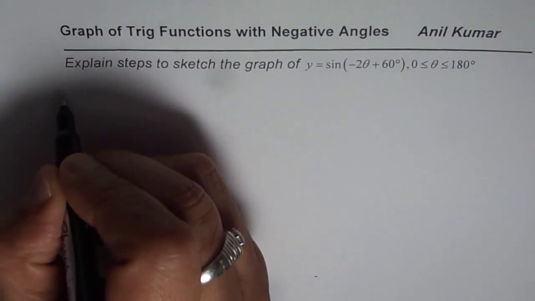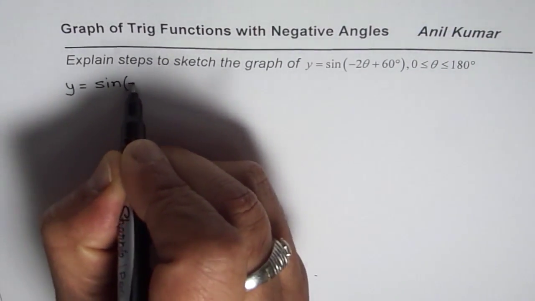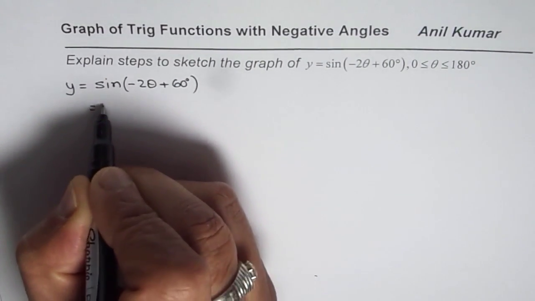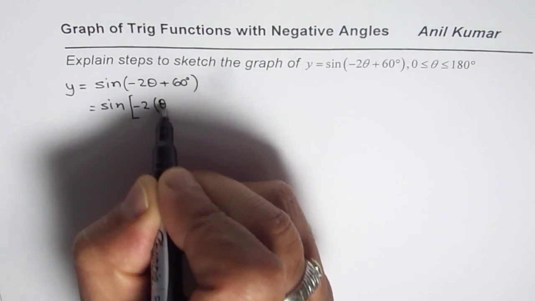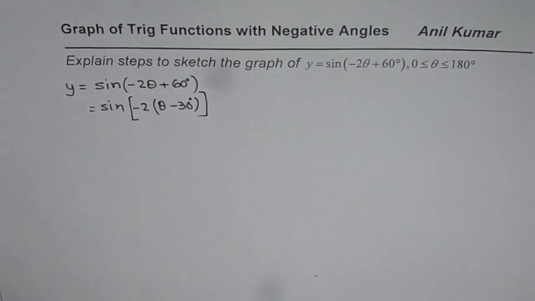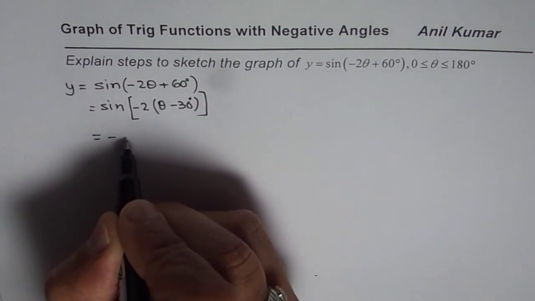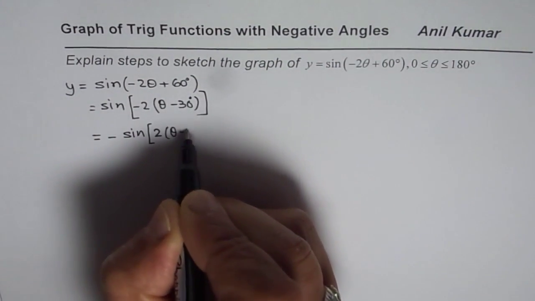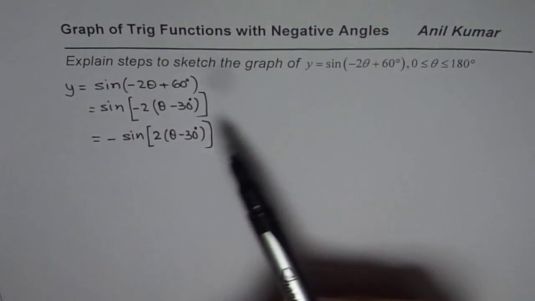So let us rewrite this equation and try to understand the equation itself. It is sine of minus 2 theta plus 60 degrees. I could factor minus 2 and write the equation as sine of minus 2, and I get theta minus 30 degrees, correct? So that is what I get. Now you know sine of minus theta is minus sine theta, and therefore I could also write this as minus of sine 2 times theta minus 30 degrees, right? So that is how I could actually rewrite this particular function.